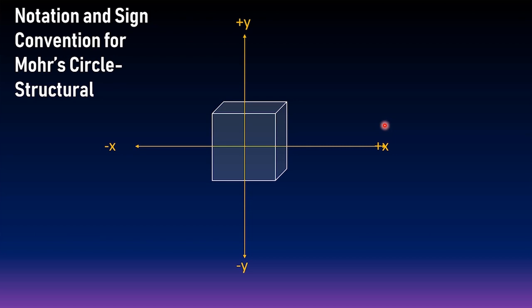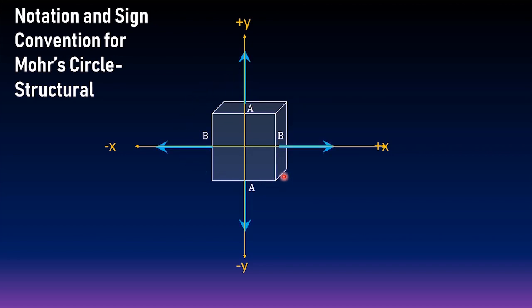How does this notation work? Say for example, this is the stress element. To easily solve some problems regarding this, I'm going to name the planes with whatever naming I want. I can put letters, numbers, whatever. You can just name the planes in the most convenient way for you. Say for example, this is plane A, this is plane B.